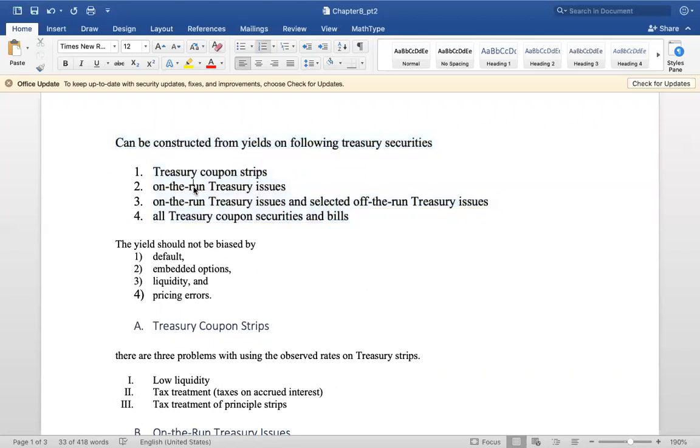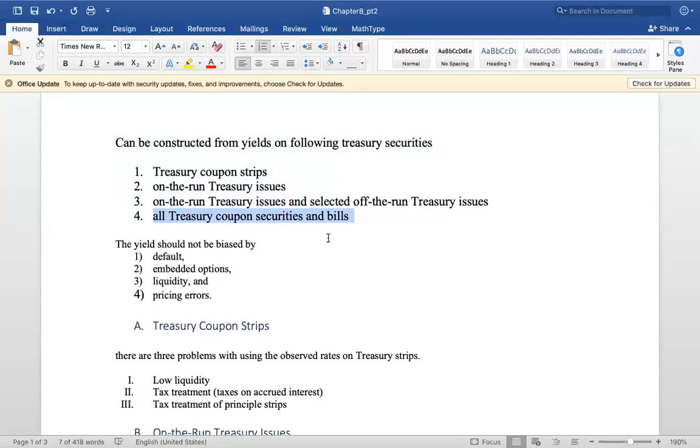The second method one can use is on the run treasury issues. On the run treasury securities, not strips but the securities. The third way is to use on the run treasury issues and some selected off the run treasury issues, and we will discuss why we use this. Then the fourth is all treasury coupon securities and bills.